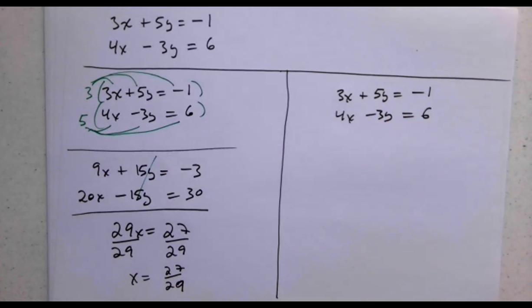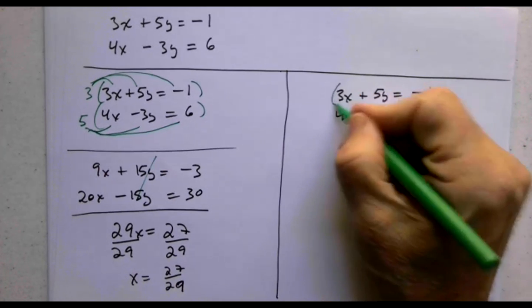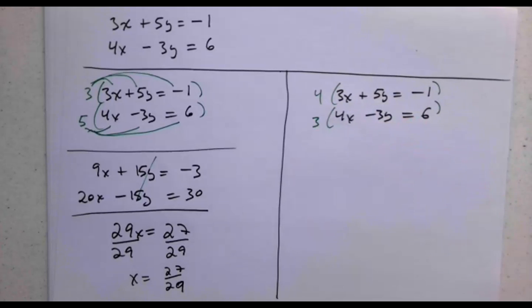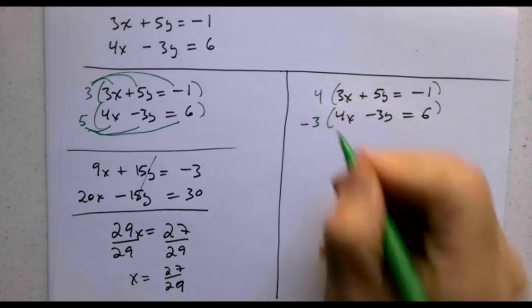3 and 4 are the numbers. Their common multiple would be 12. Make them both 12, but make one of them negative. This is 4, this is 3. One of them could be negative. Fine, I'll make the second one negative.